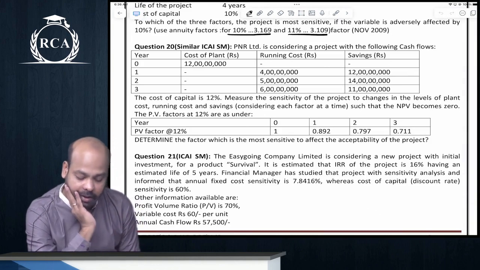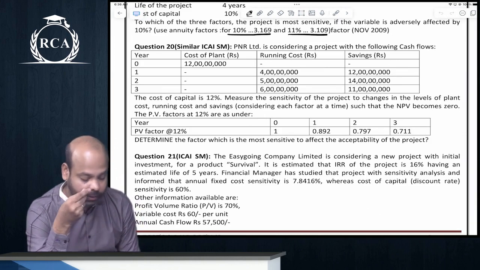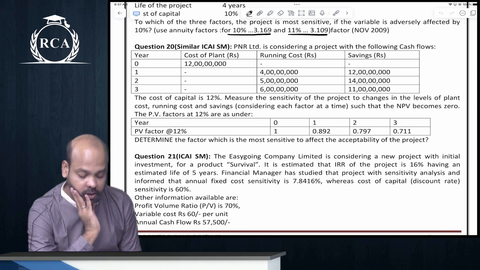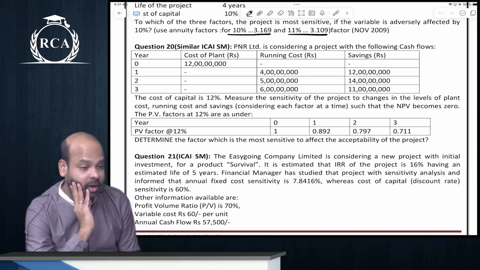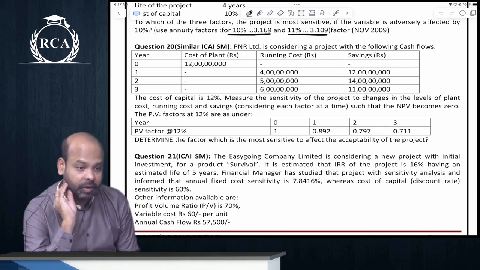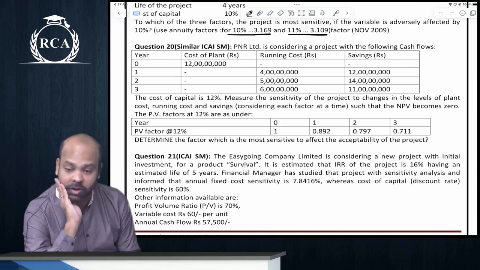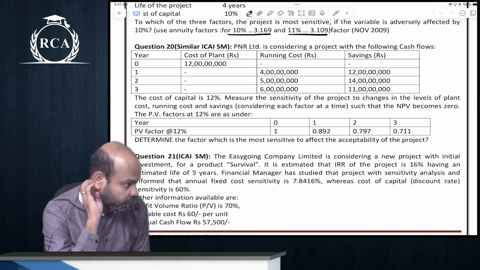PNR is considering a project with the following cash flows. Year 0, you will need an investment of 12 crores. Year 1, 2, 3, they've given us running costs and savings. Your running cost is 4 crores in year 1, 5 crores, 6 crores. Savings are 12 crores, 14 crores and 11 crores.